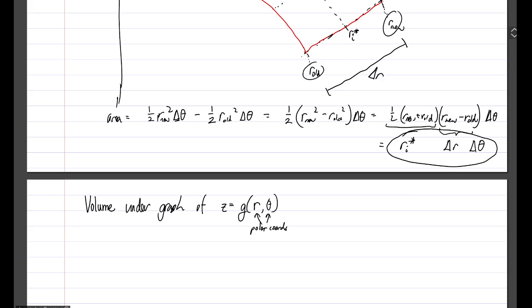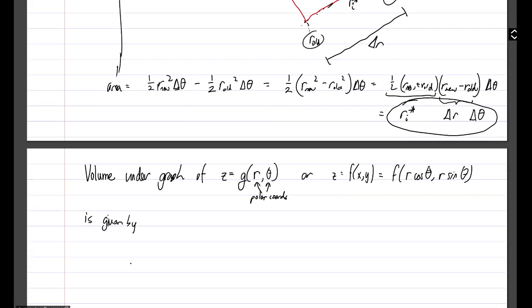Polar coordinates for the inputs. Or, in case you happen to have another function, f, which is written as xy, you could replace the x with r cosine theta and the y with r sine theta. Okay? This volume is, in either case, given by the following.